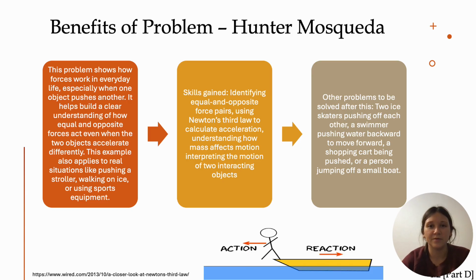Anytime we push or pull something, that object pushes back on us even if we don't always feel it. Solving this also builds skills identifying action-reaction pairs and using Newton's second law to calculate acceleration. Understanding this problem also helps prepare for similar situations like pushing a shopping cart, ice skating, or even swimming.